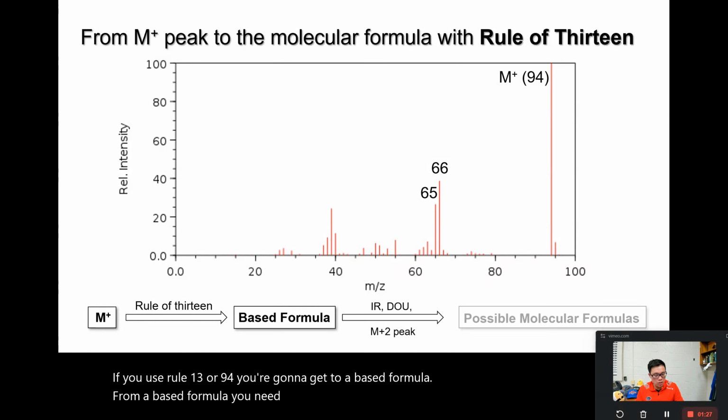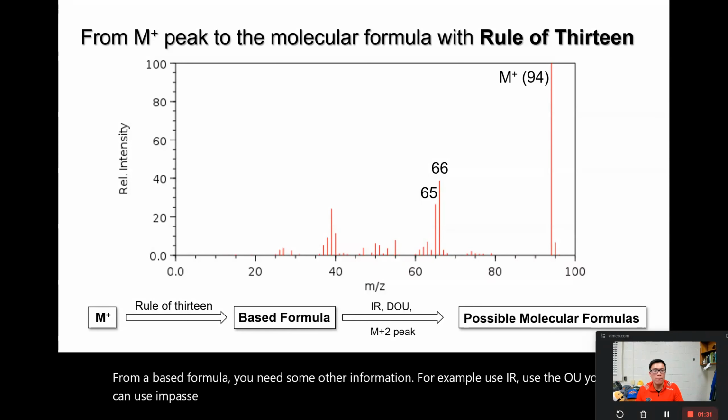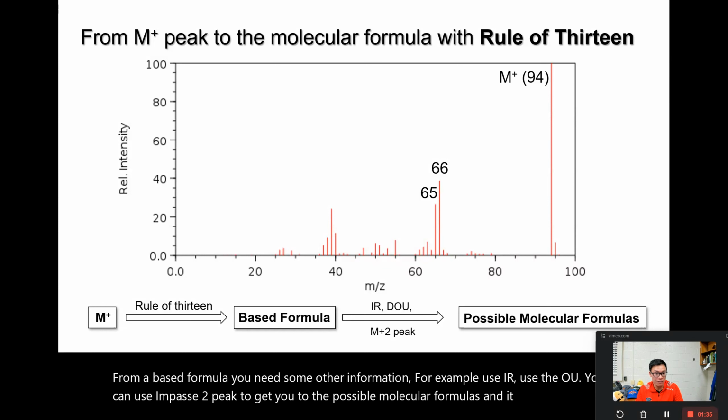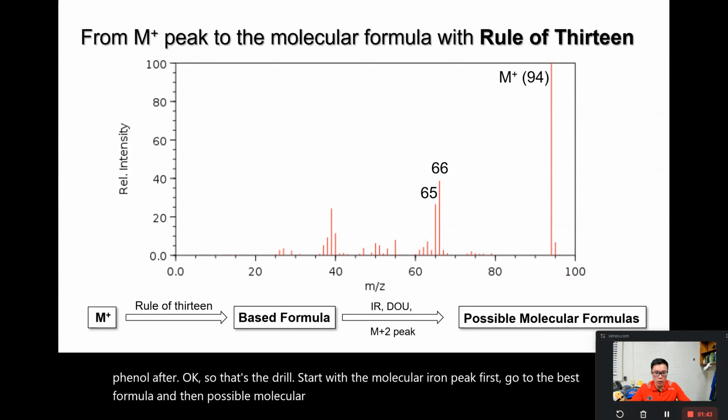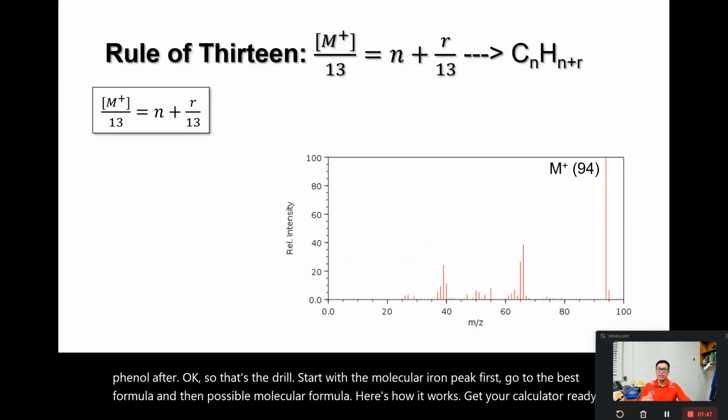For example, use IR, use DOU. You can use the M+2 peak to get you to the possible molecular formulas, and it might become phenol after. So that's the drill. Start with the molecular ion peak first, go to the base formula, and then the possible molecular formula. Here's how it works. Get your calculator ready. All right, here's rule 13.